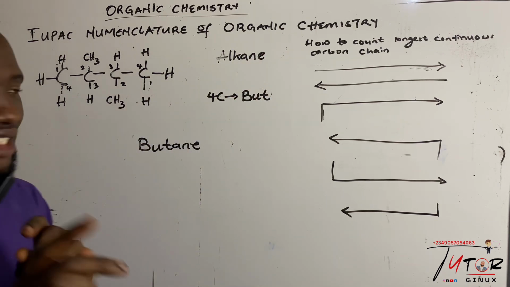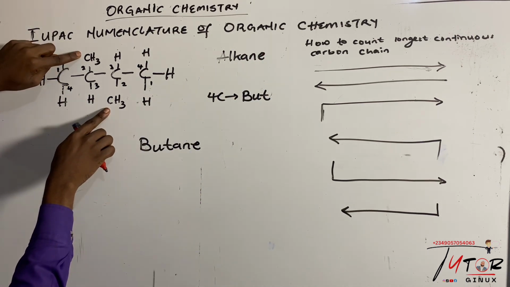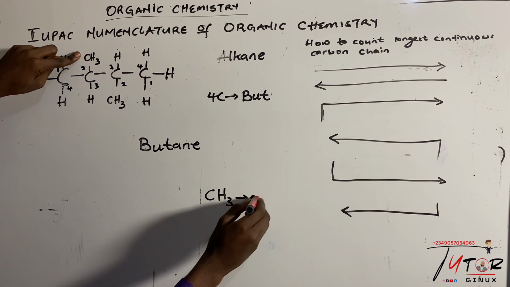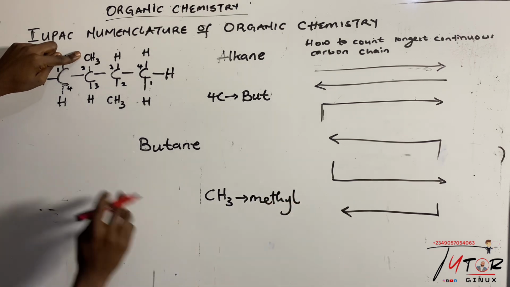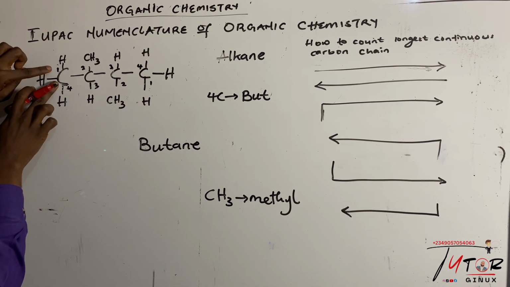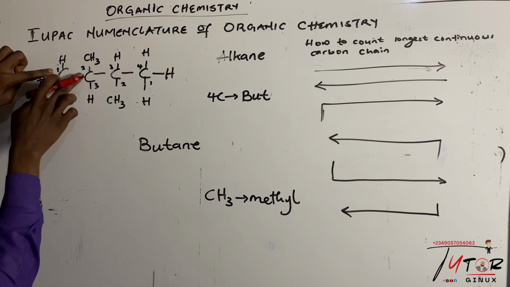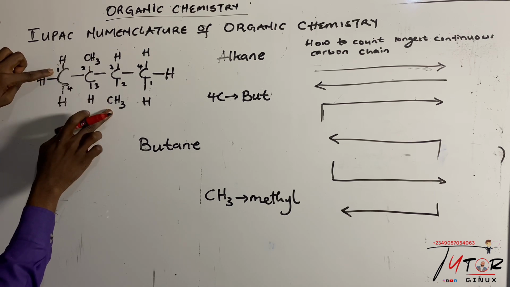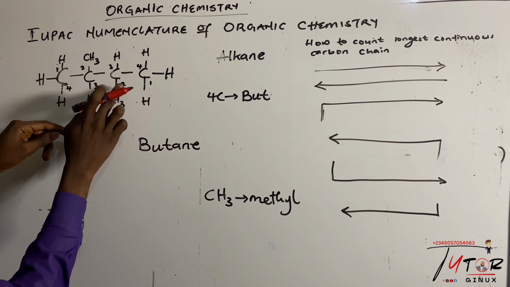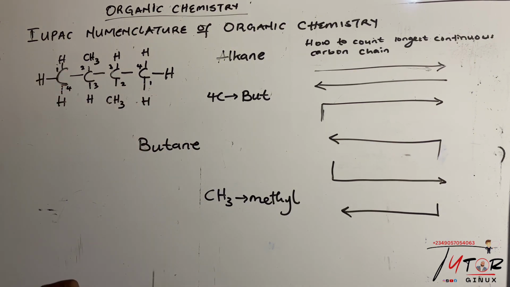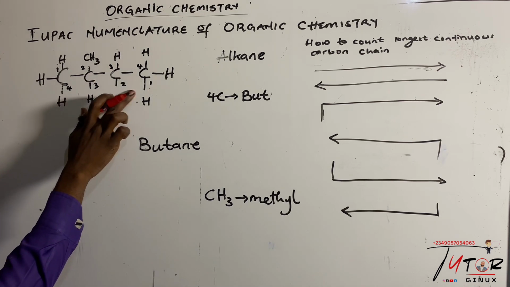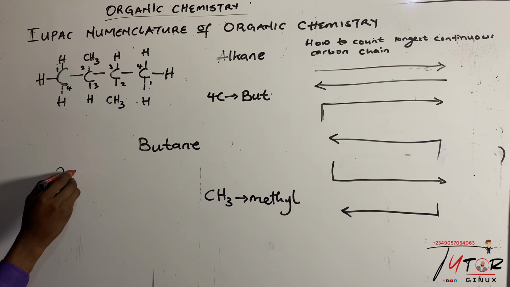But we have attachment of 2 alkyl groups. This is an alkyl group. Don't forget, CH3 is methyl. So this is methyl, this is another methyl. So if you are to consider it from this side, 1, 2, the first methyl is on the second carbon, and the second methyl is on the third carbon. And if you do it the other way around also, it is still on the second carbon and the third carbon. So that means in this case now, where is the first methyl? Where is it located? On the second carbon. So that is 2-methyl.